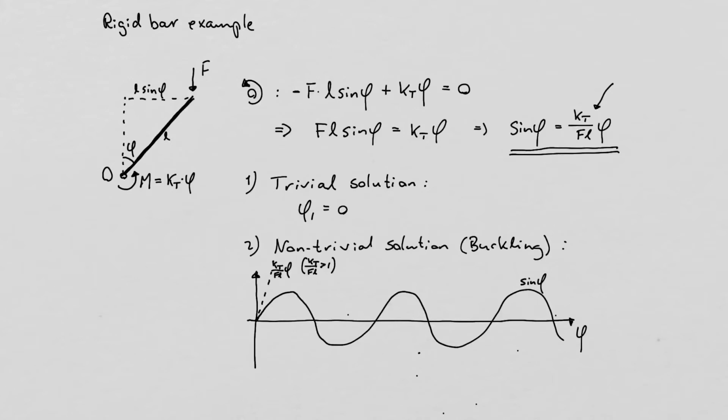However, if kT divided by FL has a value lower than 1, so this is then again kT divided by FL times phi in the case where kT divided by FL is less than 1. So we have a slope less than 1. Then we can see that we actually have a phi corresponding to our buckling case here. So in this case, we will have buckling. So we can actually write up the condition directly from this.